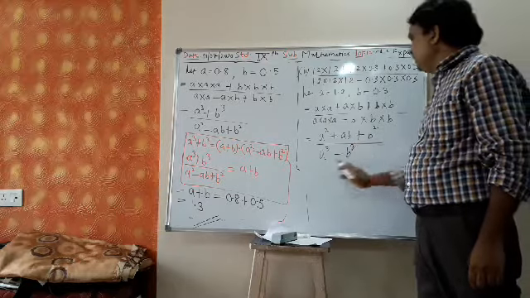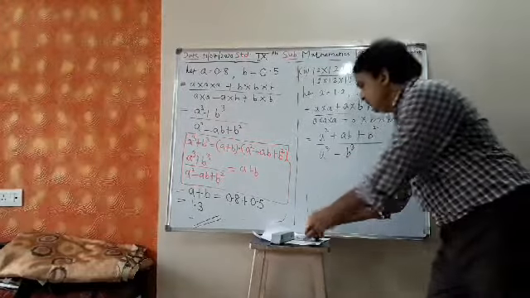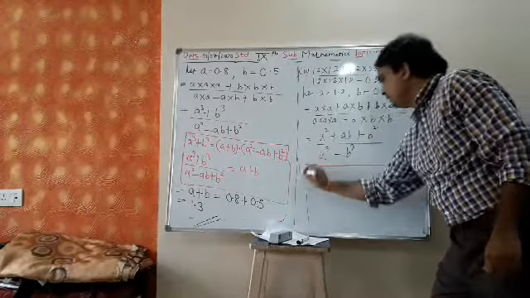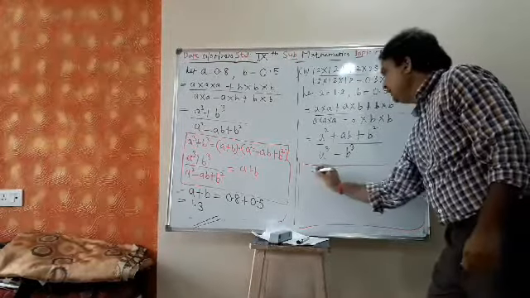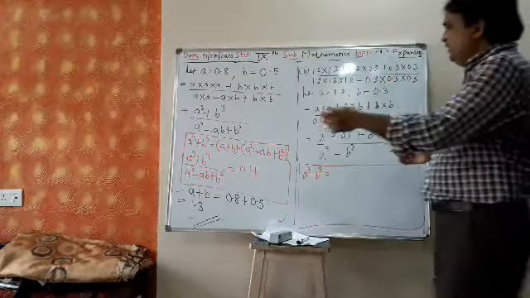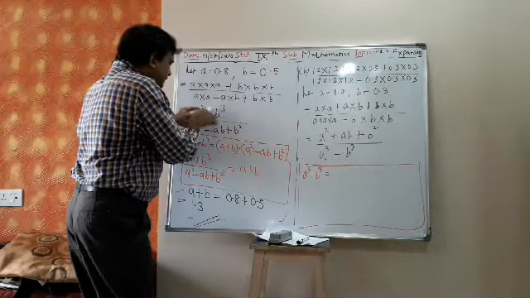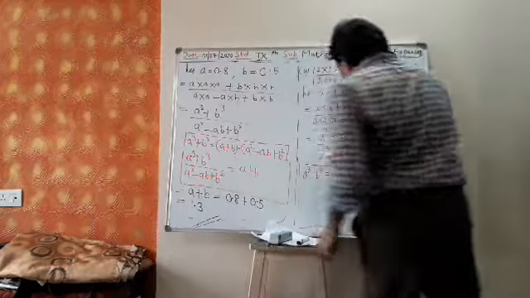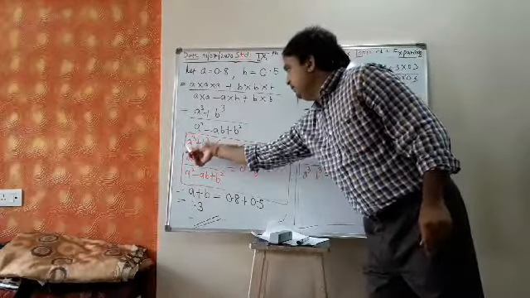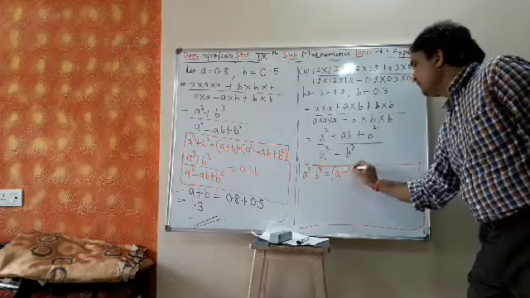Now I have to use the formula. Earlier it was A cube plus B cube. Now we have A cube minus B cube. We write the formula in the box. We have written the formula for A cube plus B cube. Now I will write the formula for A cube minus B cube. If it is A cube plus B cube, it is A plus B. If it is A cube minus B cube, it will be A minus B.